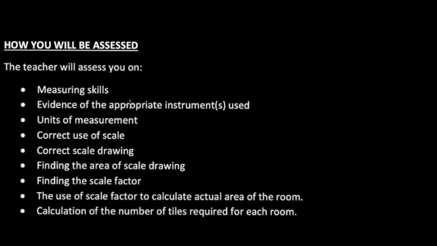So for your lengths, your widths, and also your area, you're supposed to include that. Then a correct scale drawing. Correct means you're supposed to actually use a specific scale there, and also find the area of the scale drawing, find the scale factor, and use the scale factor to calculate the actual area of the room, then calculate the number of tiles for each room. So these are essentially how you will be assessed.